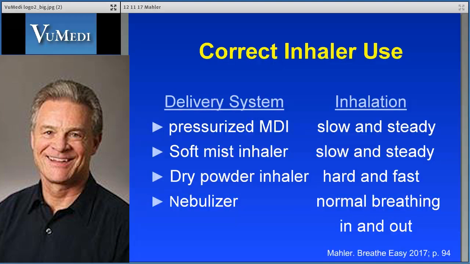This slide summarizes correct inhaler use for each of the 4 delivery systems and the 4 inhalational strategies. Correct inhaler use is required for optimal benefit. Specific inhalation instructions should be provided for each delivery system.